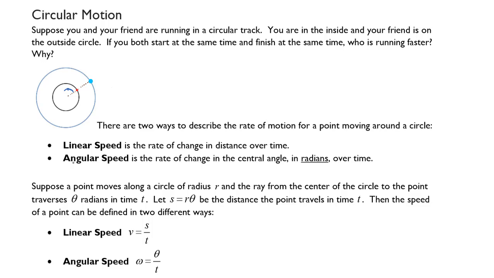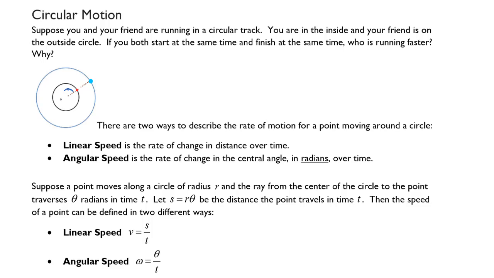So there are two ways to describe the rate of motion for a point moving around a circle. Linear speed is the rate of change in distance over time. So that would just be keeping track of how much distance they've traveled circumference-wise with respect to time. Angular speed is the rate of change in the central angle. So this is how you keep track of the fact that they're both keeping pace with each other, regardless of the fact that the person on the outside circle is moving way faster to keep up with the angle changing.